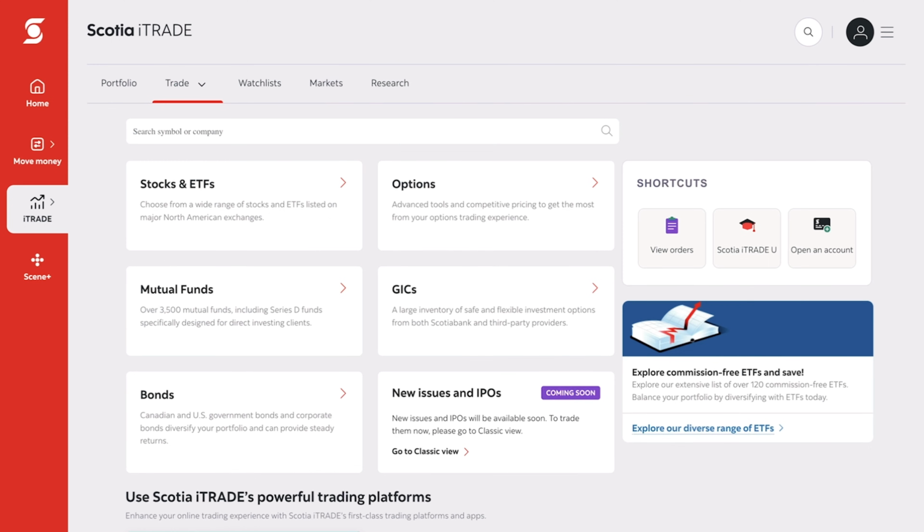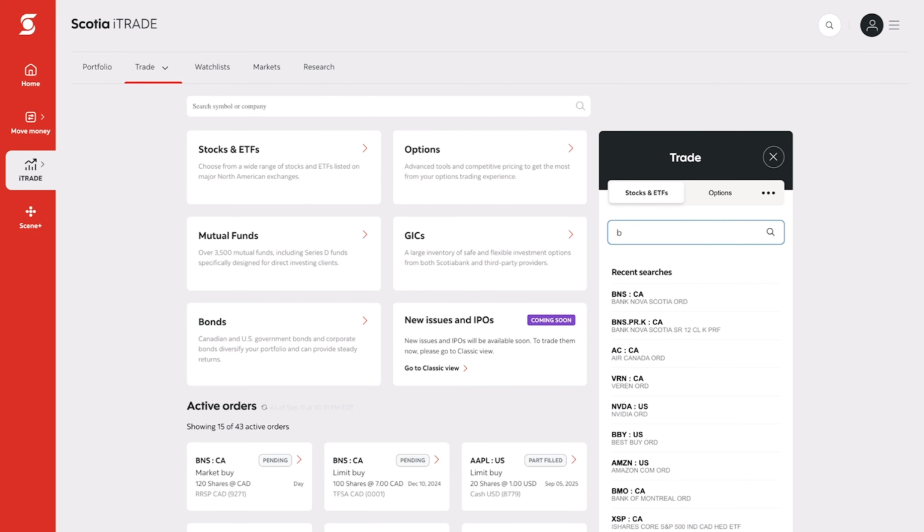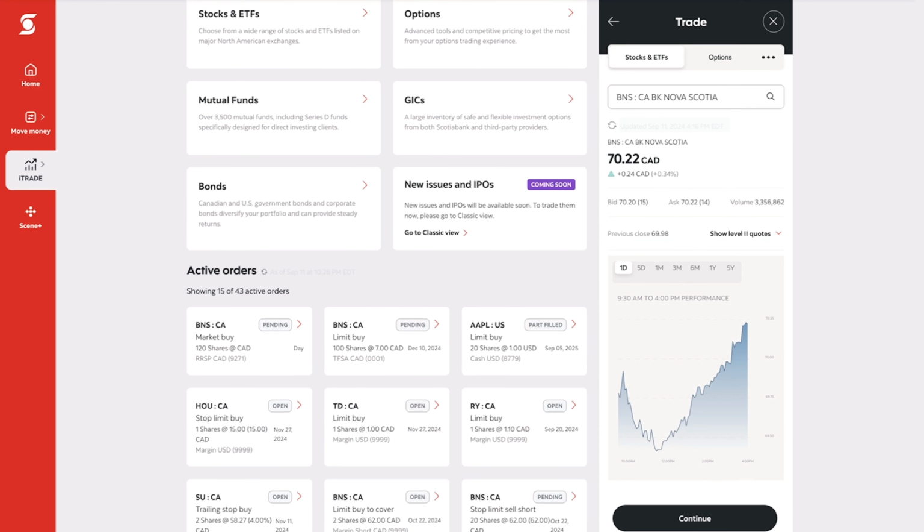This Trade Hub displays a different type of securities you can invest in. Select stocks and ETFs to place an equity order. A trade ticket will appear. Start by entering the name of the company or the symbol. Select your investment of choice. A summary of the stock details will display.